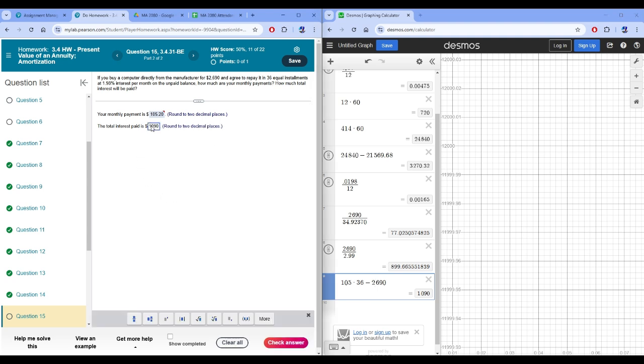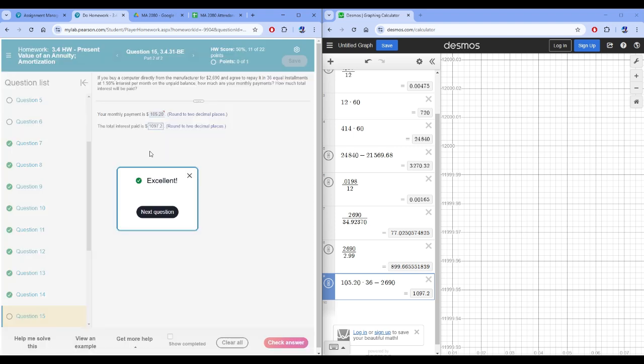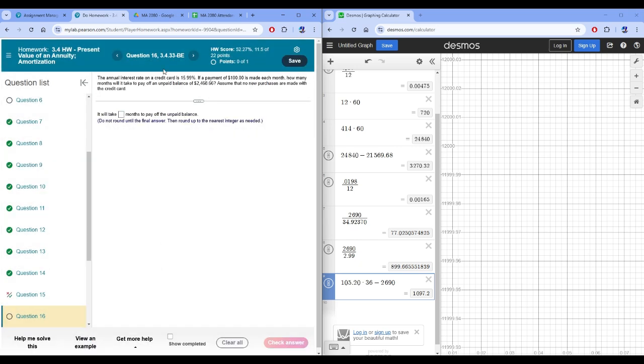That's crazy though. The total interest paid is 105.20. 197.2. That's crazy. It doesn't make any sense. Why would you pay $1,000 in interest? I don't know why I got that one wrong. I must have typed into the equation incorrectly.